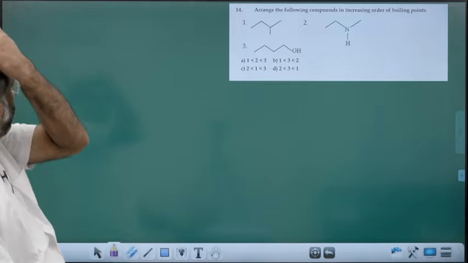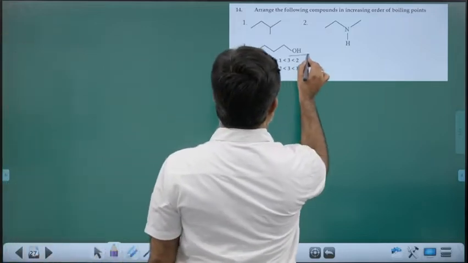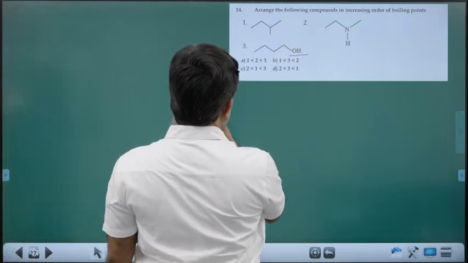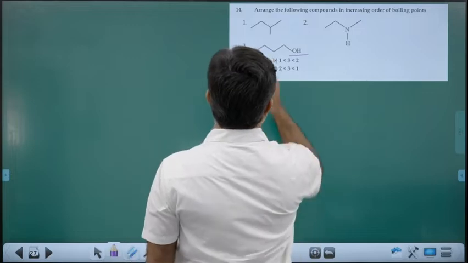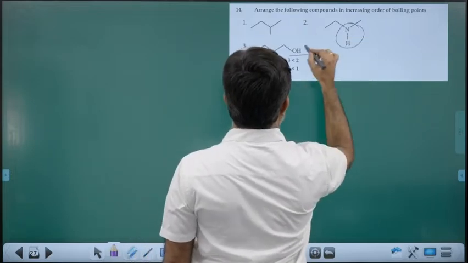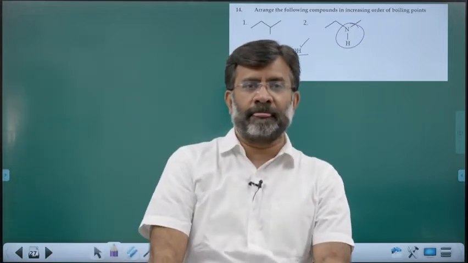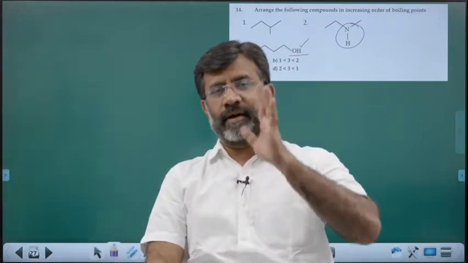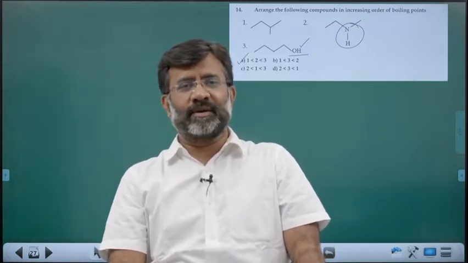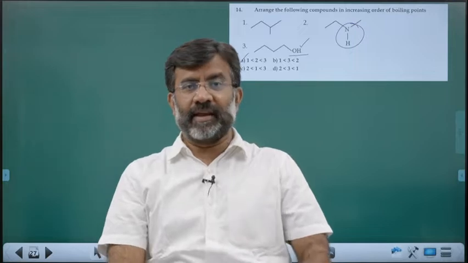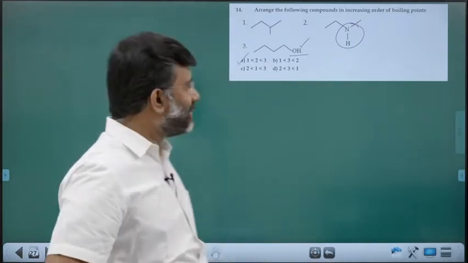Increasing order of boiling point. Alcohol maximum, alkane minimum. This is minimum, then amine, and then alcohol. In alcohol, there is extensive hydrogen bonding, the molecular attraction increases, and the boiling point is maximum. That's it. While in alkanes, there is no polarity. Okay, next.